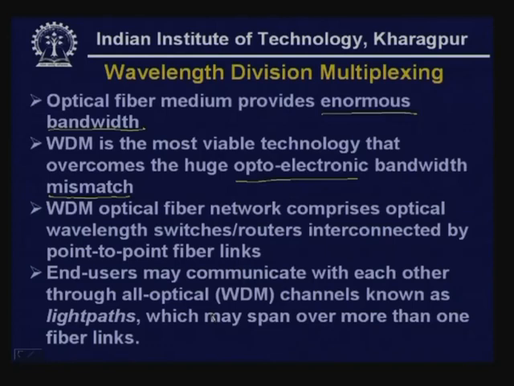And a wavelength division multiplexing optical fiber network comprises optical wavelength switches or routers interconnected by point to point fiber links. Later on we shall discuss it, and end users may communicate with each other through all-optical wavelength division multiplexing channels, which are known as light paths, which may span more than one fiber link. That means, over a very long distance the signal can be sent in the form of light, and at the other end with the help of a suitable transducer, such as pin diodes, we can convert from light signal to electrical signal, and then get back the original data.